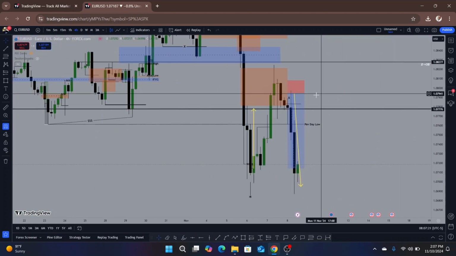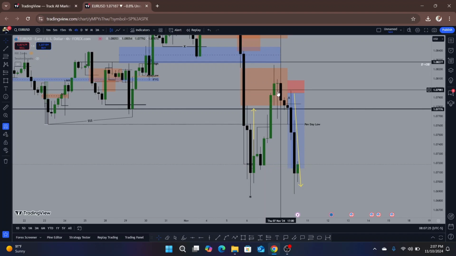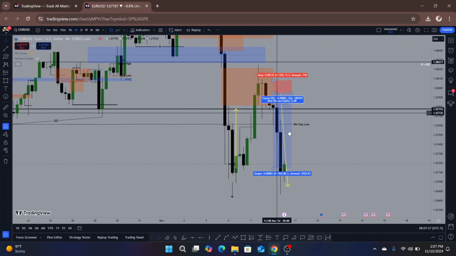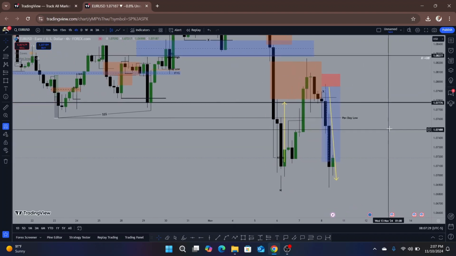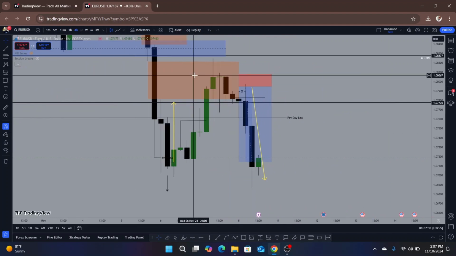Because I was just anticipating this swing here. That's what I was anticipating. That was why I bought that price from there. Now, when price got to this point here, I was expecting price to turn around from there. And what did I do?